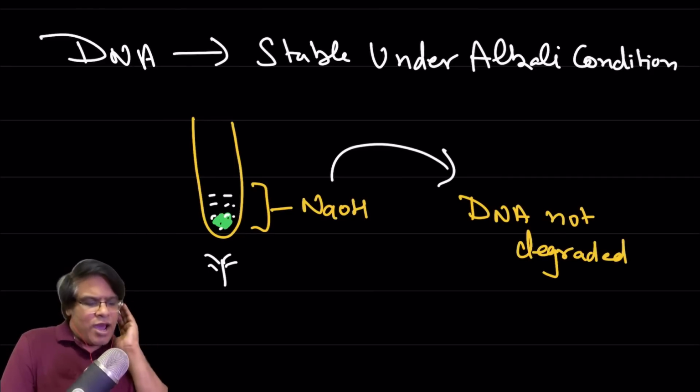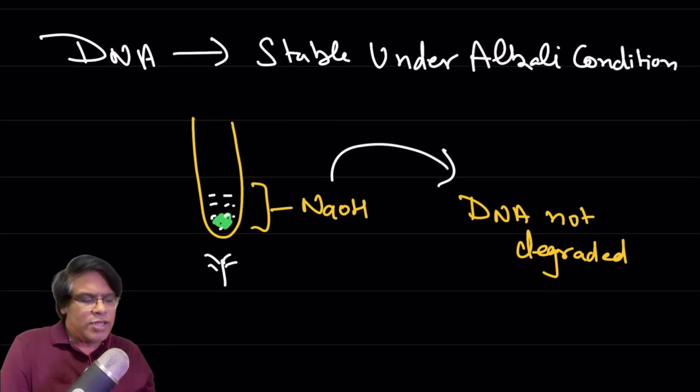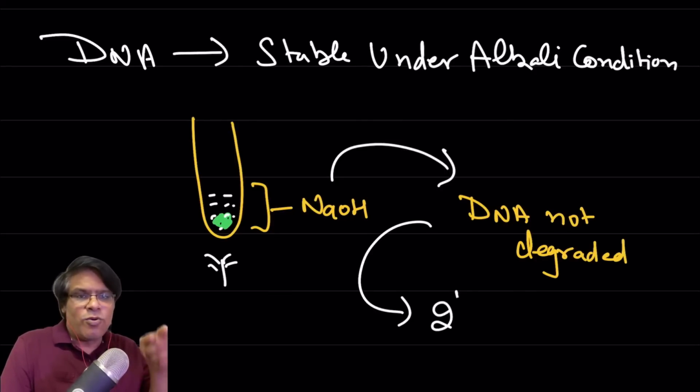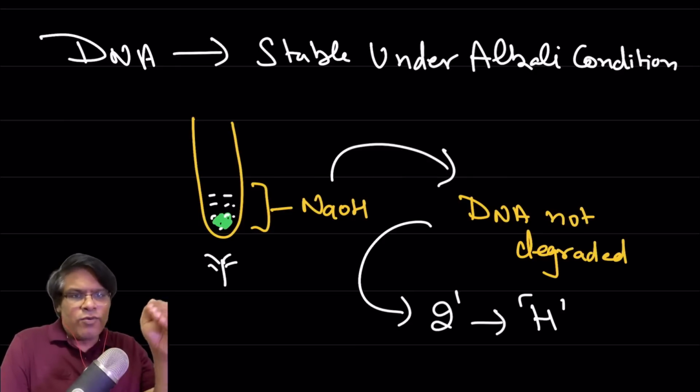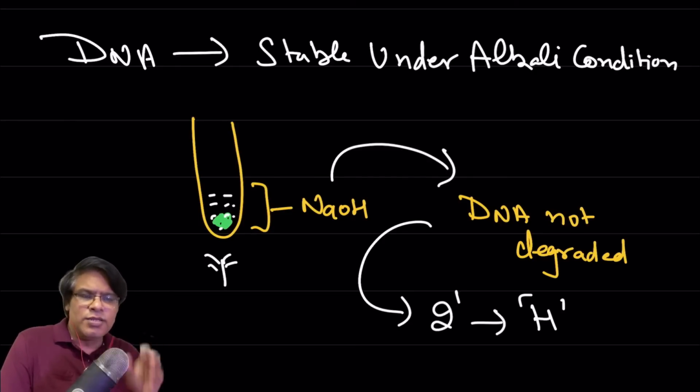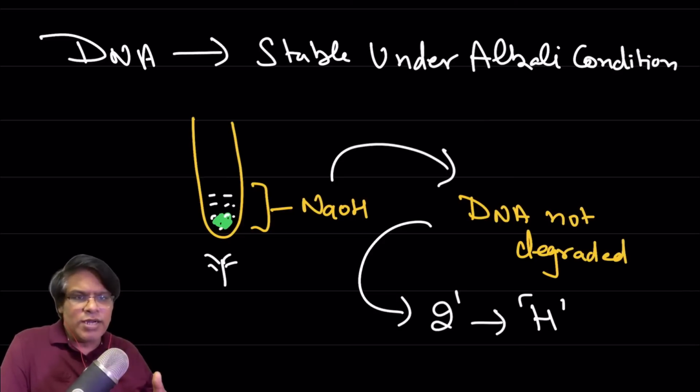Why? The answer is simple. In case of DNA, the sugar is deoxyribose. At the 2' position, you are going to have a hydrogen atom, and that hydrogen atom will not attack the phosphodiester linkage. So in case of DNA, at the 2' position, what we see is a hydrogen atom, and this hydrogen atom will not attack the phosphodiester linkage. So DNA will remain stable when you heat the DNA in the presence of alkali.